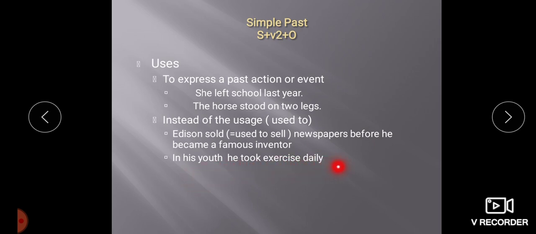In his youth, he took exercise daily. Its actual form could be, in his youth he used to sell, or he used to take exercise daily. We have rewritten it in different manners using simple past tense.